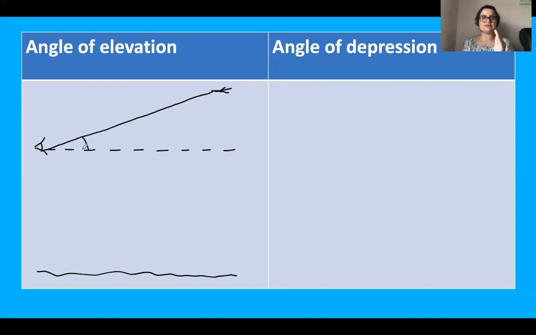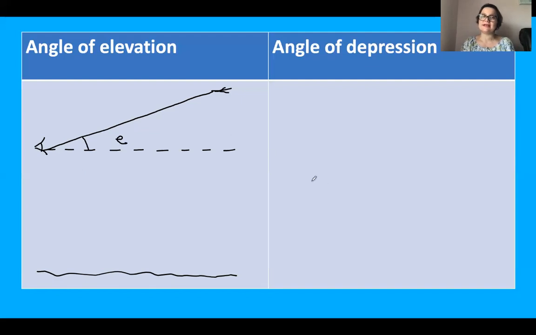So you look straight ahead and then you lift your head upright. Look straight ahead, draw an imaginary horizontal line with the ground, and if you look up, that is the angle of elevation. So this one here is the angle of elevation. Let's call it E, angle of elevation, all right?